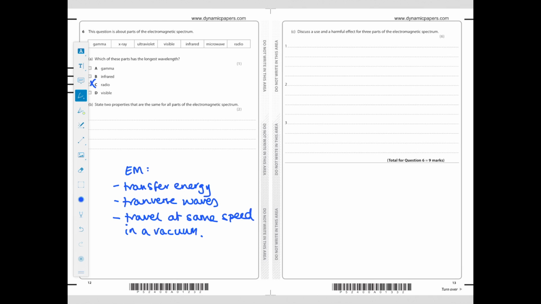Discuss a use and a harmful effect for 3 parts of the electromagnetic spectrum. Notice that this is worth 6 marks, so make sure you link it properly. So let's start with gamma. What are they used for? So we're looking for a use and a harmful effect. So gamma is used to sterilize surgical equipment. However, it can cause cancer. So we've done both bits of the question.